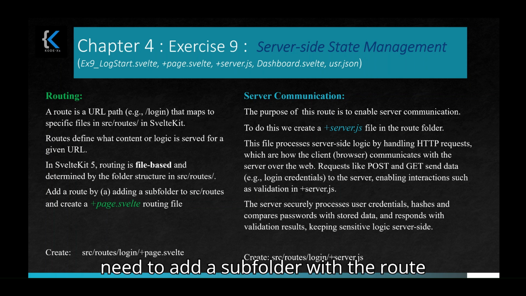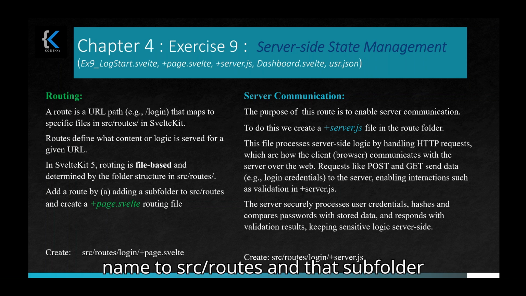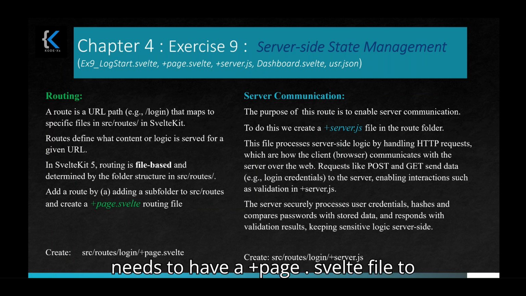To add a route, you'll need to add a subfolder with the route name to src/routes, and that subfolder needs to have a +page.svelte file to create that route. For this exercise, we create a login subfolder in src/routes, and in this we create the login route file +page.svelte. So that's routing.